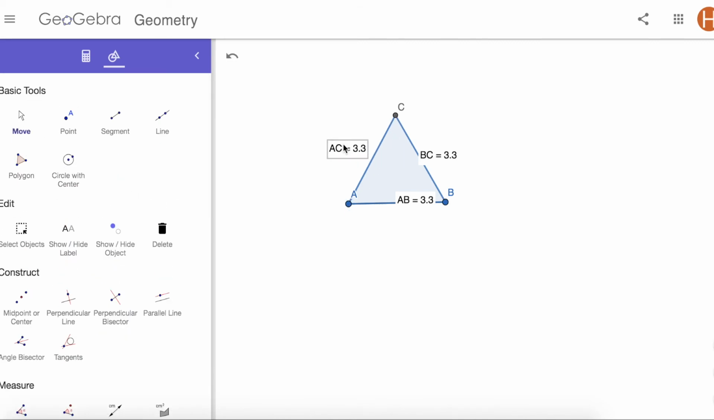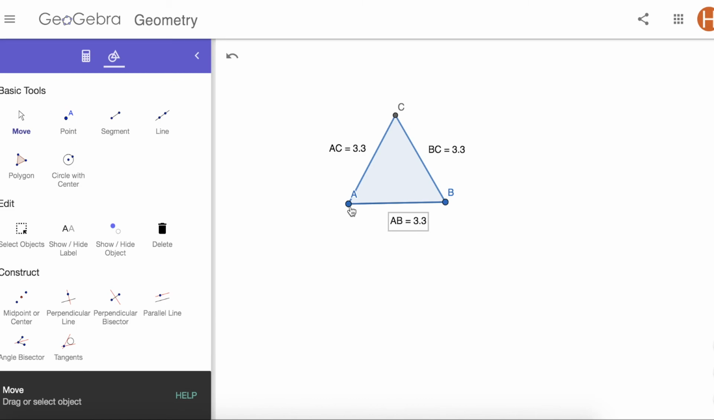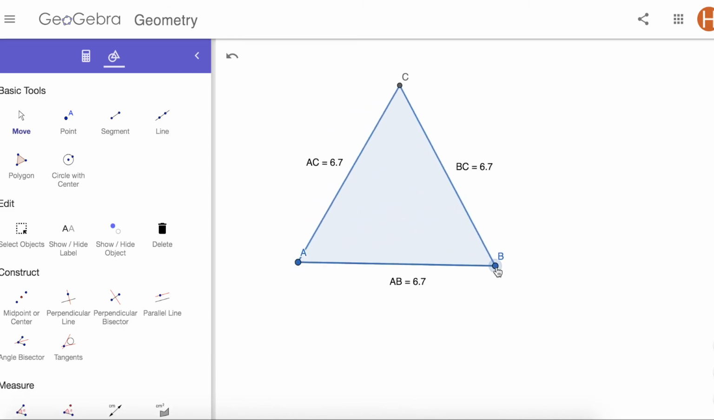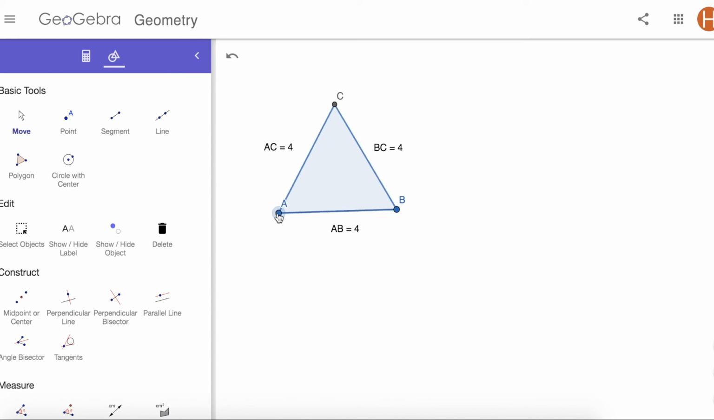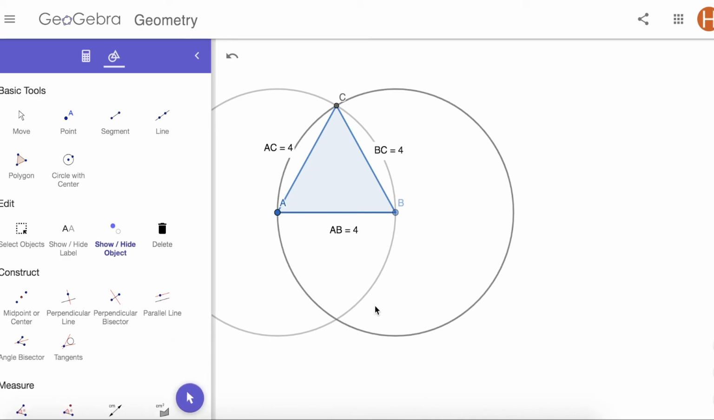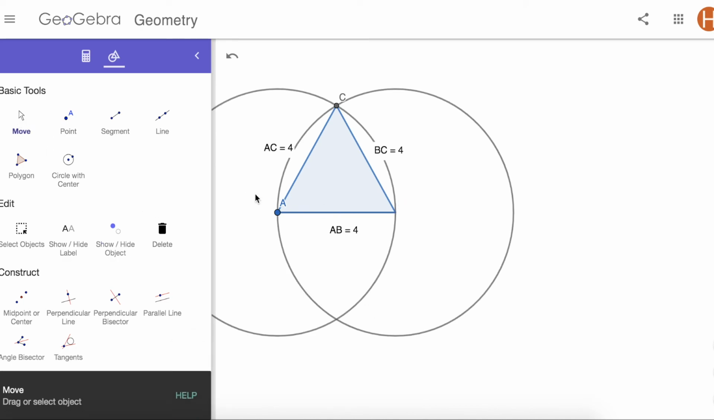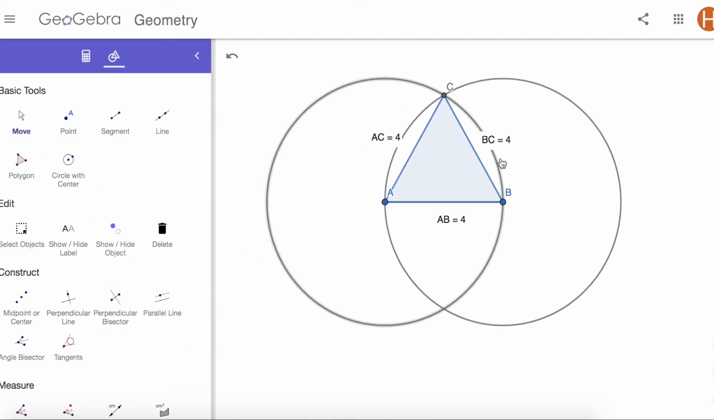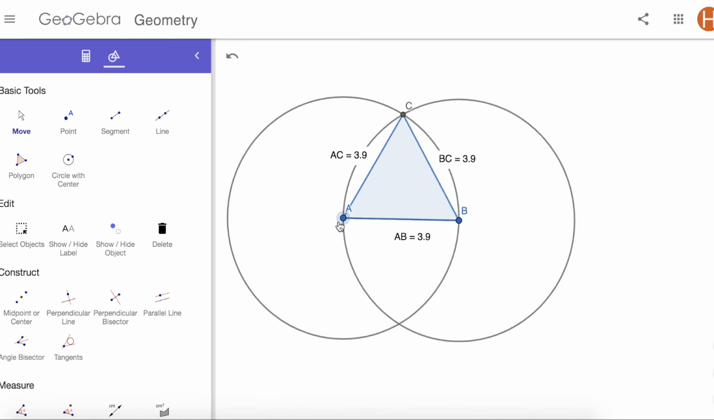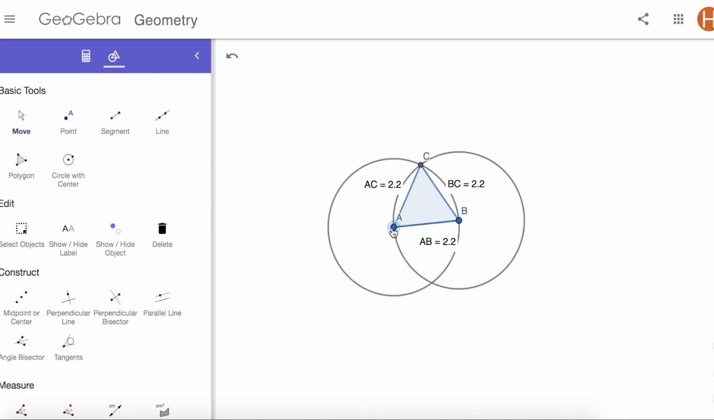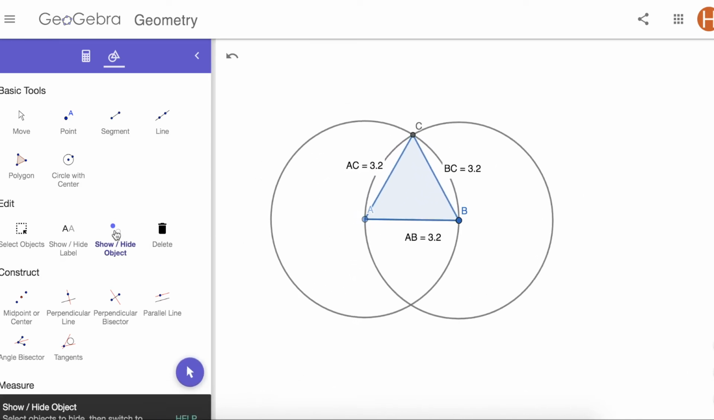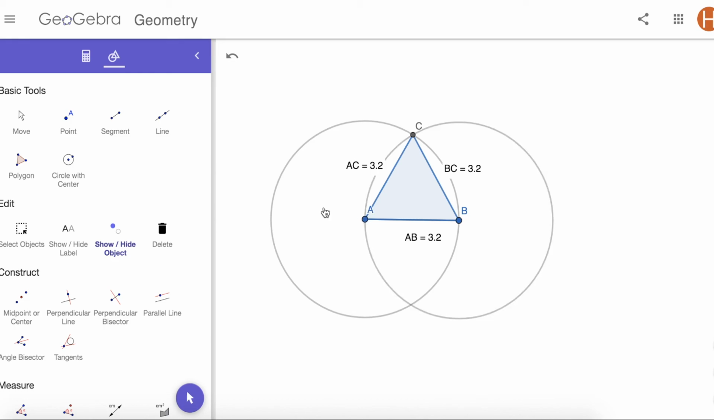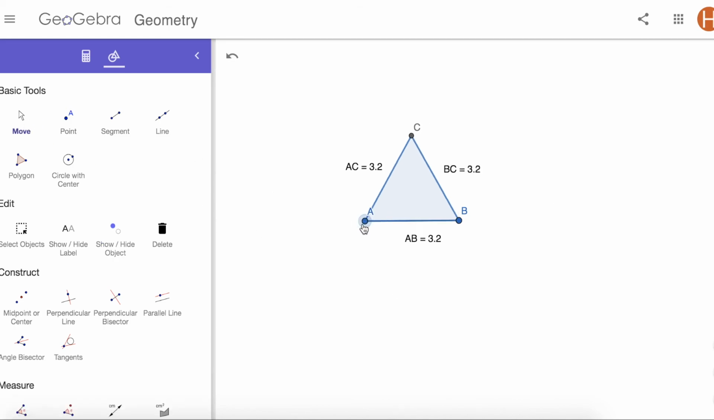Once again, since I used the circles for my construction and they're going to be the length of the radius, when I move the points around, we see it stays an equilateral triangle. If we show the circles again, we see it's because the radius of the circle is what dictates the lengths of the triangle's sides. And that's how you construct triangles using GeoGebra.